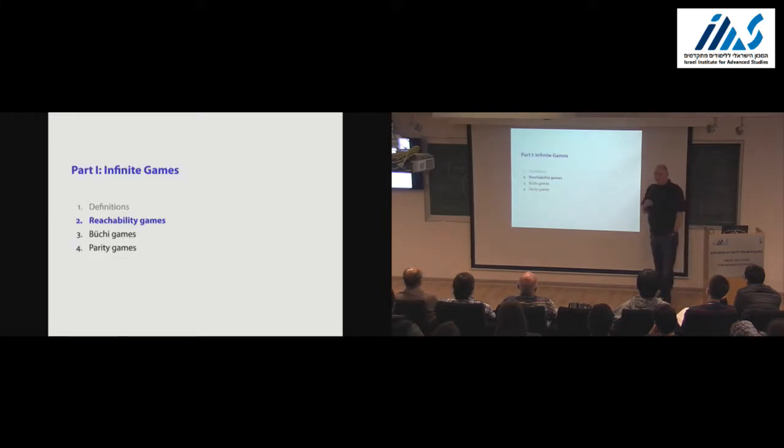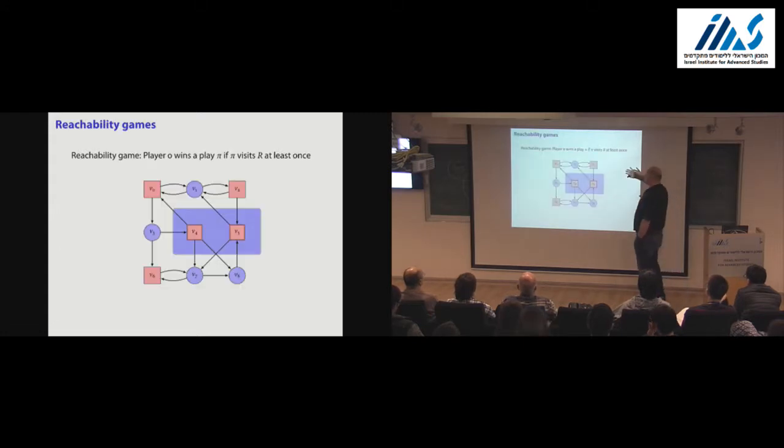So let's start with reachability games. In a reachability game, player 0 wins a play if the play visits a given set of states at least once. So in this example, I have V4 and V5 as the states I would like to visit.